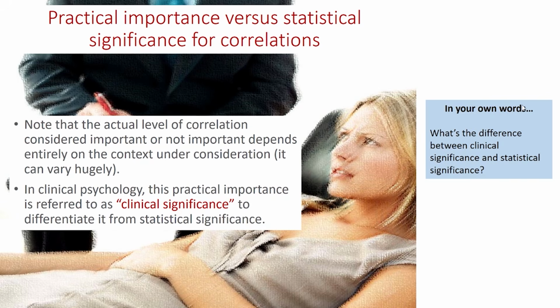In your own words, what's the difference between clinical significance and statistical significance? So the difference is clinical significance is whether the effect size you're getting is likely to have a clinically meaningful effect. Is it something that you actually want to go ahead and use this intervention or this test in a clinical setting because the effect size is big enough? That's clinical significance. Statistical significance, if we're talking about a correlation, is whether that correlation is significantly different from zero. And that's affected by how big the correlation is, but also by the sample size in your study.